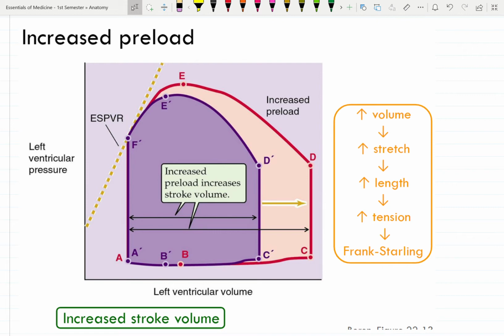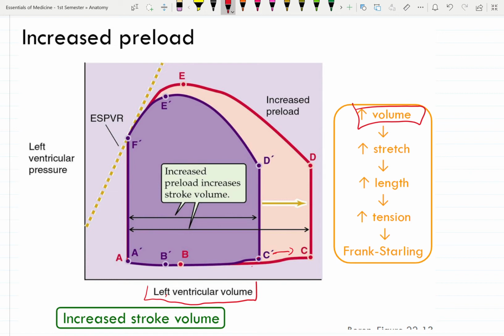So, what does an increase in volume mean? Well, as we see here on the left axis, we gotta know what this is first. Well, we know that the purple one is our normal one. From A to C, we discussed that and we talked that that is the end diastolic volume. Okay? So if you increase the volume, you see that C prime goes towards C.